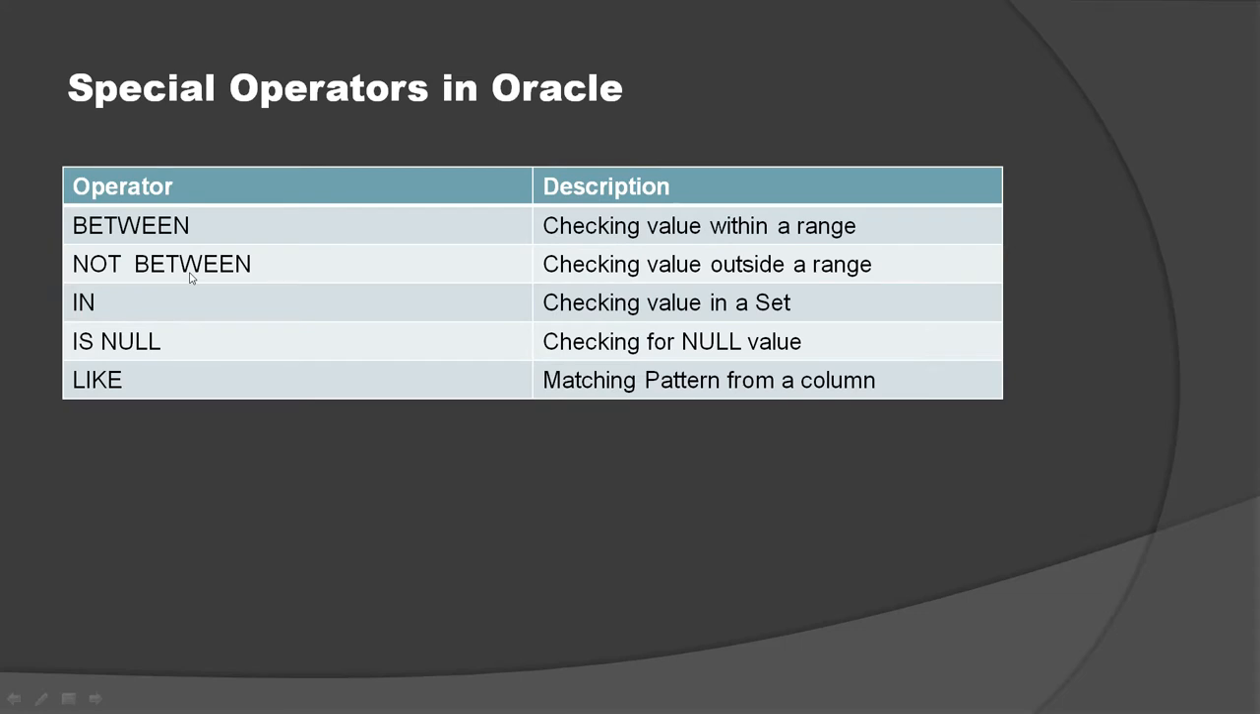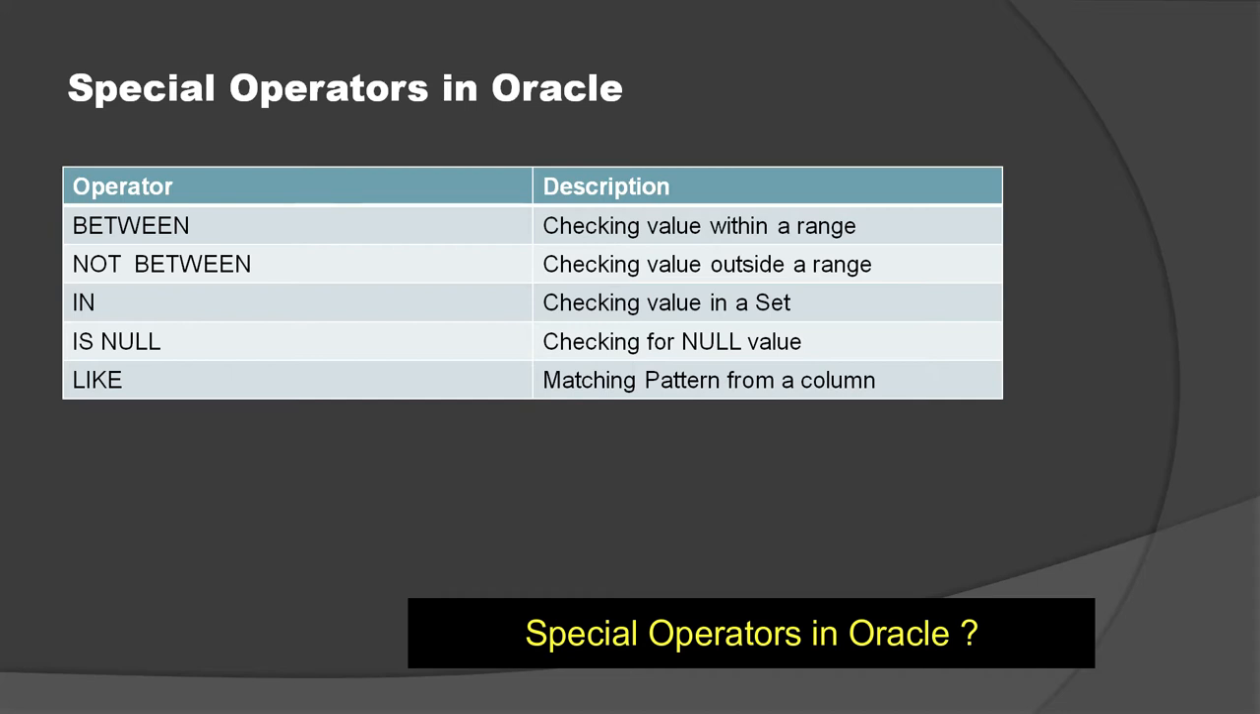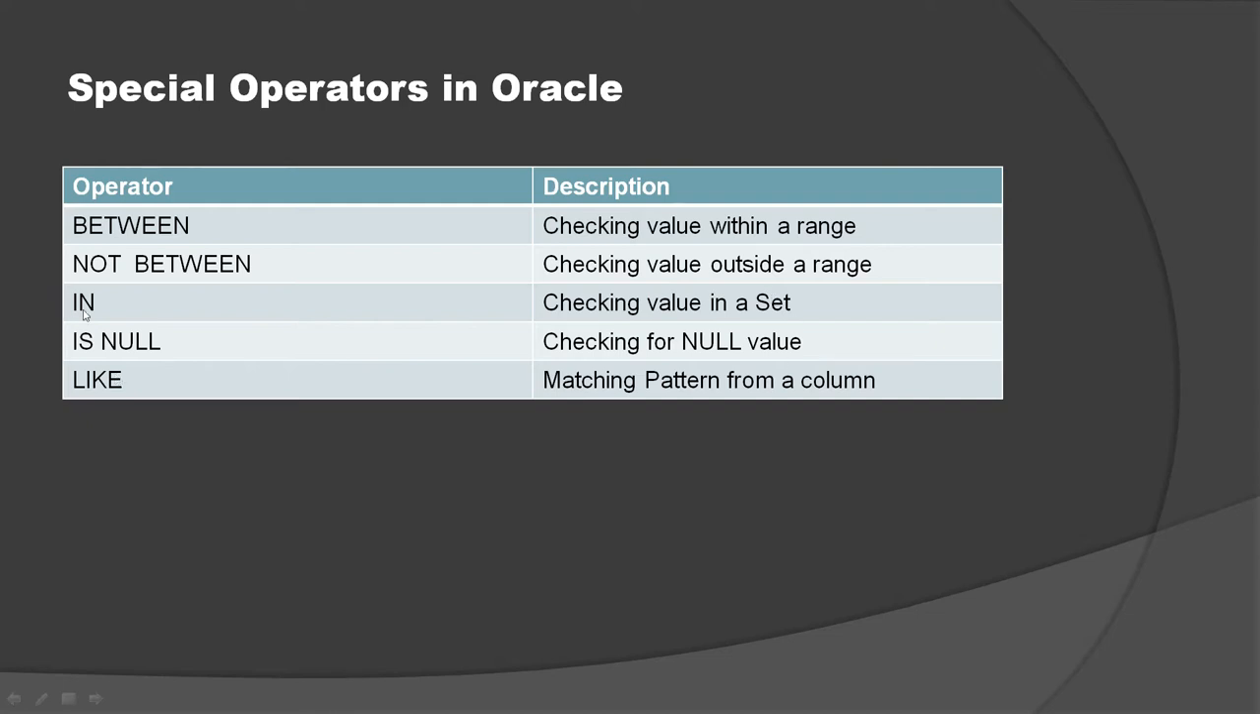The between operator is used to select the values that are within the range of values, and the not between operator is used to select the values that are outside the range of the values. Here you can see the explanation. Now we have an in operator as well. The in operator is basically used to select data from the given set of values.